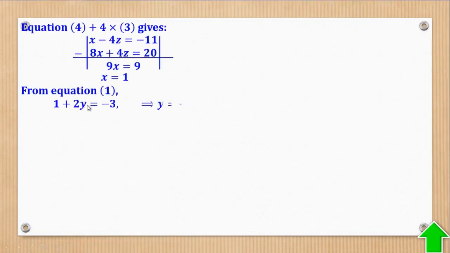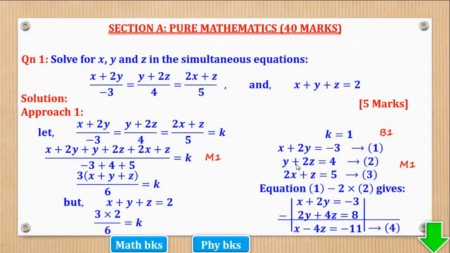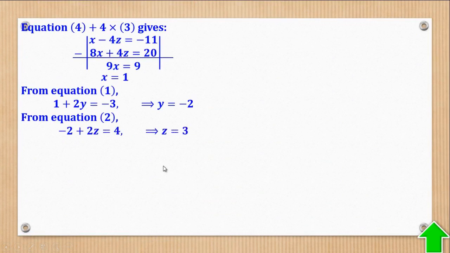So I'll come back here and substitute for x, then get the value of y. What about equation 2? If you look at equation 2, it has y and z, but I've got y, meaning when I substitute for y, I can get the value of z. So I'll come back here and substitute for y, then get the value of z. So those are the three values they wanted: x, y, and z. And that was approach 1.